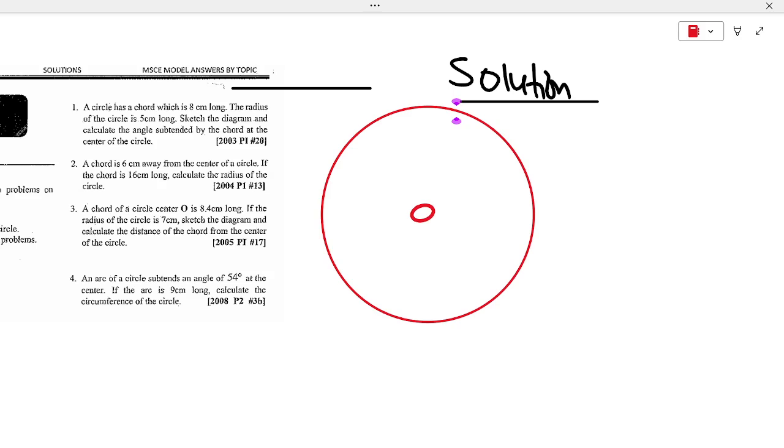So at the center, there's an arc, and a chord. You can label it as AB. They're saying that this arc has made an angle at the center, so you connect to the center like this. This arc has made an angle of 54 degrees. If the arc is 9 centimeters, then this chord is 9 centimeters.